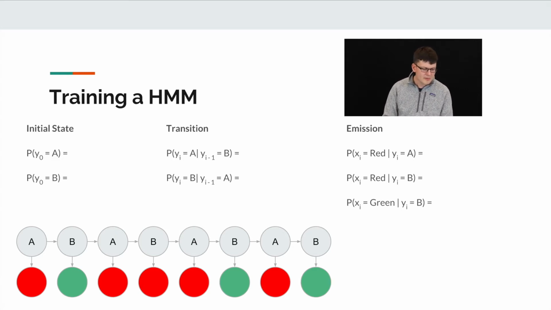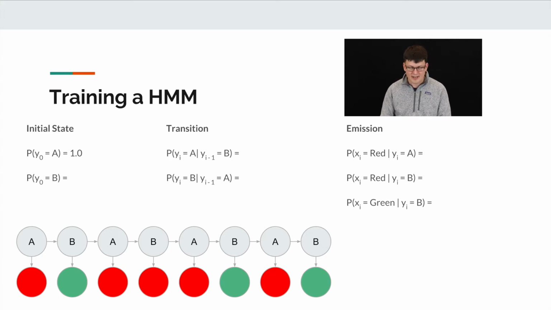The first one we want to do is the initial state probability. If we look at our training example and we look at y0, that's this A over here in the upper left corner, of all of the training examples that we have, 100% of them start with the state A. We're 1 for 1. So 1 divided by 1 is 1.0, and so we'll say that the probability of y0 being A is 1.0.